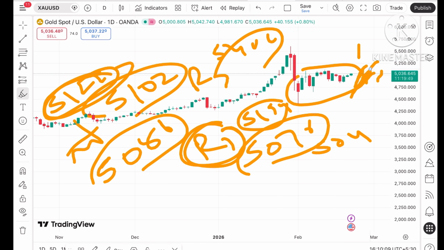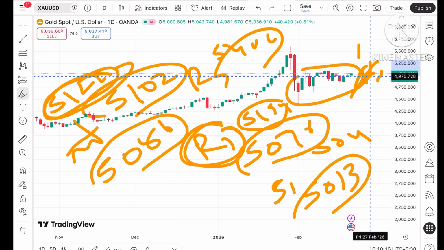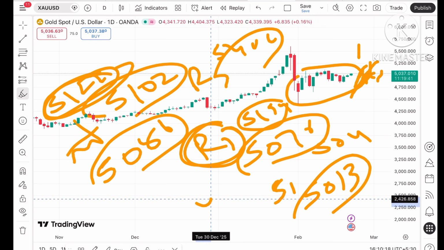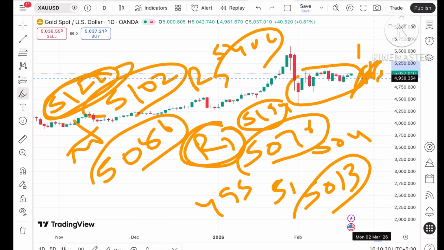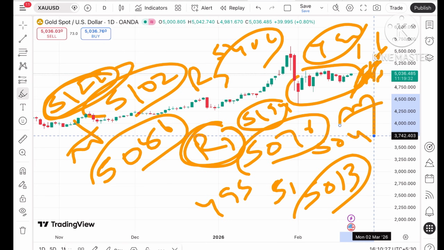Okay, but if the price keeps falling below this particular support level of 5013, which is support 1, chances are high it will move towards 4953. And if the price goes below that particular level, we can see it will fall below a level of 4900, and a further fall can be seen because this is a weak level.